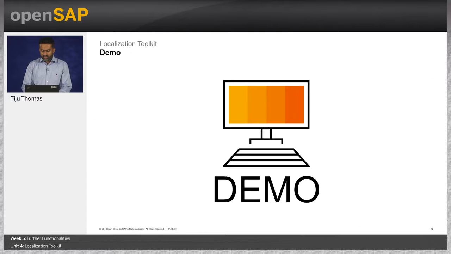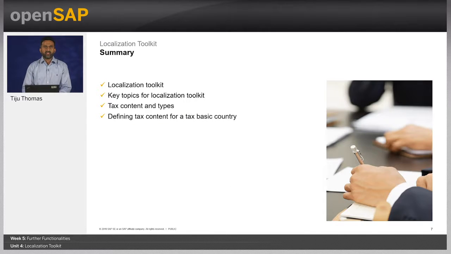So we just finished with the demo, and just to summarize, with this I come to the end of this unit. We covered the localization toolkit, important aspects of the localization toolkit, a little bit about taxation, and in the demo we saw how to define a country and create tax content for a tax-based country using SDK.